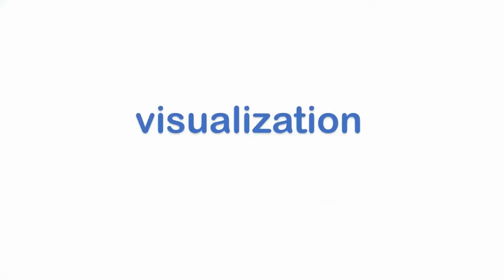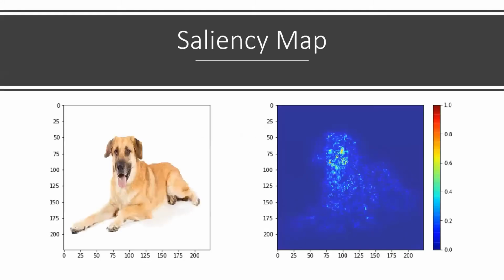To answer all these questions, we have many techniques and many methodologies. But in this lecture, I will be talking about two methodologies, which are visualization techniques. As I have explained, I want to know the reason behind my final prediction. So the first technique is called saliency map.